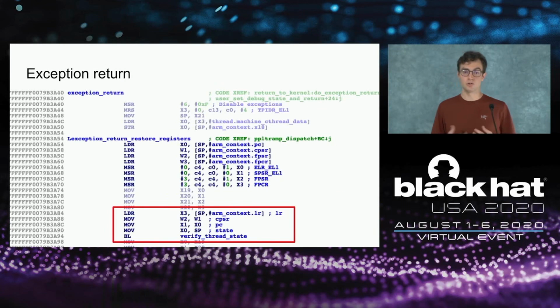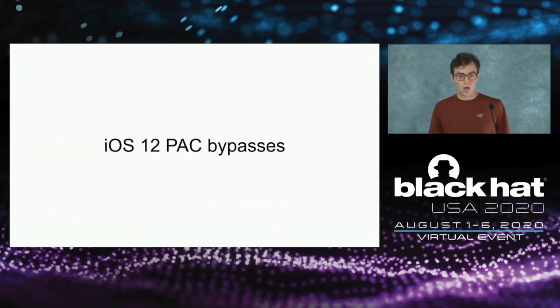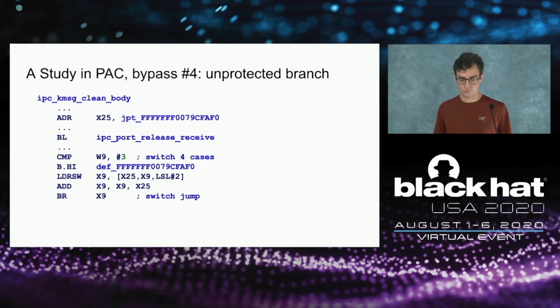You want to ensure that when you do an exception return, PC, CPSR, and LR are indeed protected. They haven't been modified during the execution of the interrupt handler. And so Apple has inserted this call to verify the thread state before executing the exception return instruction. All right, so that's an overview of what pointer authentication control flow integrity looked like in iOS 12. Now I'm going to briefly summarize just two of the bypasses that I reported back in 2019.